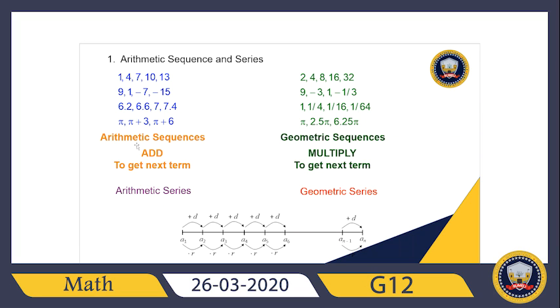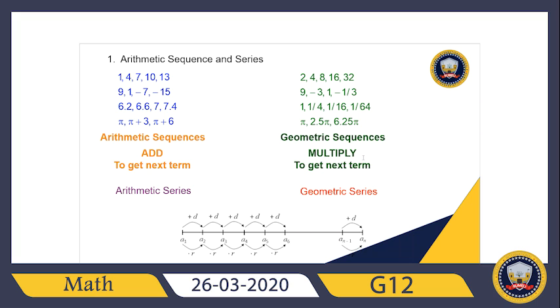When we are speaking about arithmetic sequences, in this type of sequence we have a constant difference between each term and the other one. So if you want to move from one term to another term, you have to add a constant, which in this case we call d. That's why it's an addition operation when it comes to arithmetic sequences.